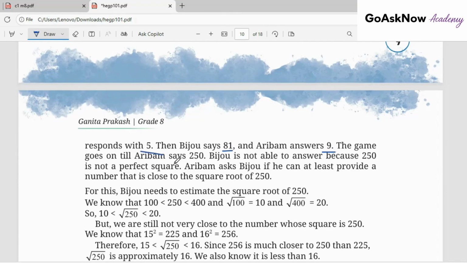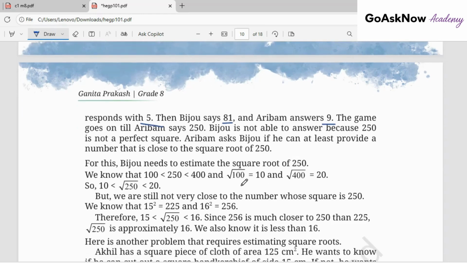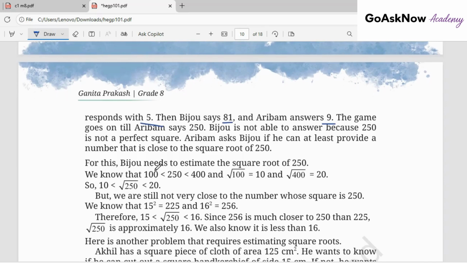The game goes on, till Aribam says 250. Bijo is not able to answer because 250 is not a perfect square. Aribam asks Bijo if he can at least provide a number that is close to the square root of 250. For this, Bijo needs to estimate the square root of 250.